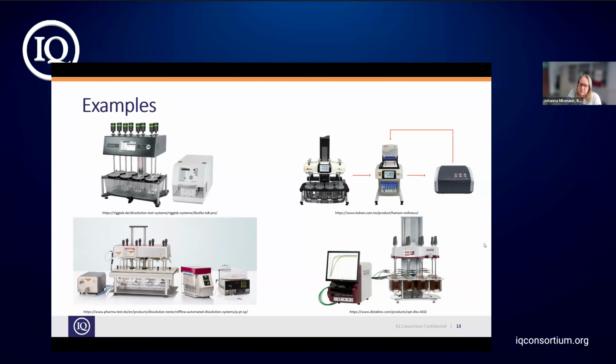However, those in situ devices have different shapes, and depending on the shape you choose, they can introduce some turbulences into your vessel. So that needs to be checked, if that has an effect on the samples. Next slide, please.